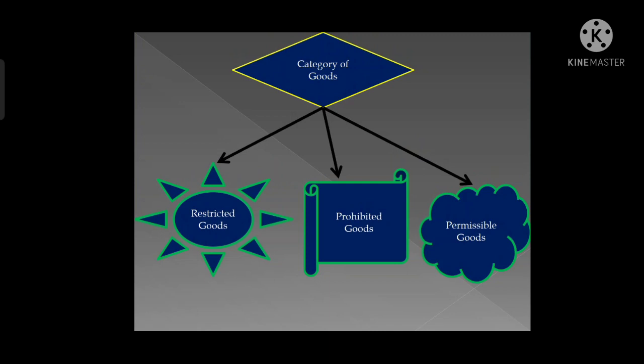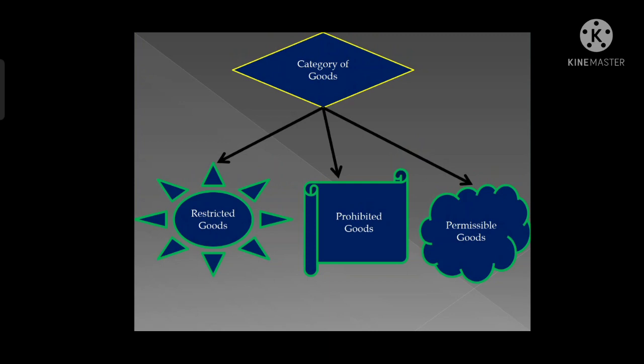Now we will talk about the categorization of goods. These goods are categorized according to the FTP. According to the FTP, goods are categorized into three parts. First is restricted goods, second is prohibited goods, and third is permissible goods. Restricted goods are those on which a restriction is imposed. If a restricted good needs to be imported or exported, then prior permission is required from a specific department or from the Reserve Bank of India, as the conditions apply, right?